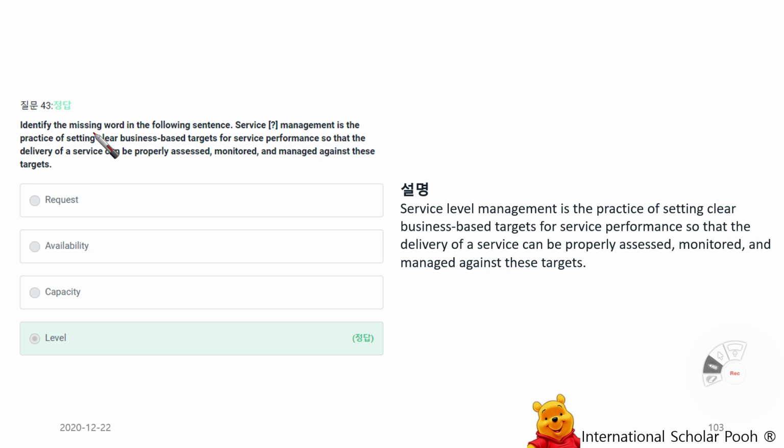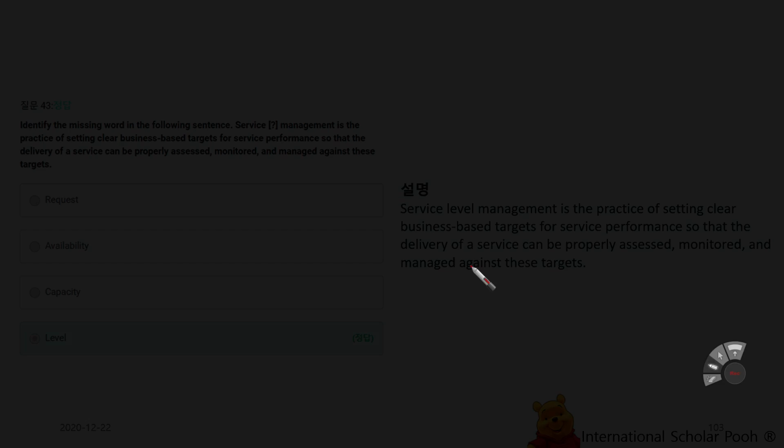Identify the missing word in the following sentence. Service blank management is the practice of setting clear business-based targets for the service performance so that the delivery of the service can be properly assessed, monitored, and managed against these targets. Service level management. Service level management is the practice of setting clear business-based targets for service performance so that the delivery of service can be properly assessed, monitored, and managed against the targets.